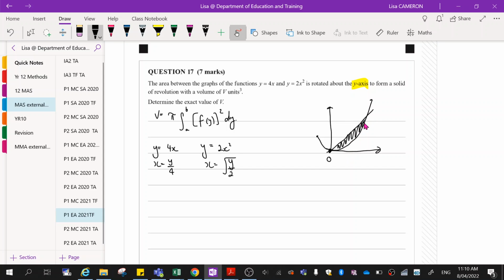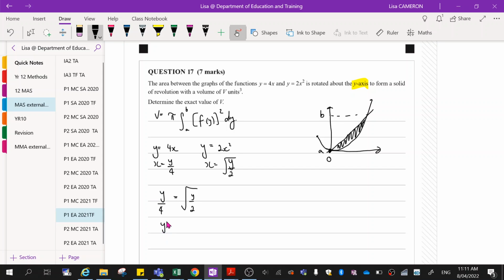Now, to find out what parts I want to rotate around, we already know A is going to be 0. I want this value here. This is going to be B. This is A, this is B. Okay, so there are different ways you can do this. How about we just let the x's equal each other? So y over 4 is equal to the square root of y over 2.